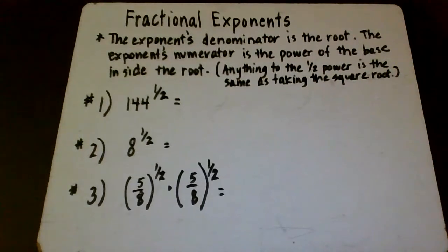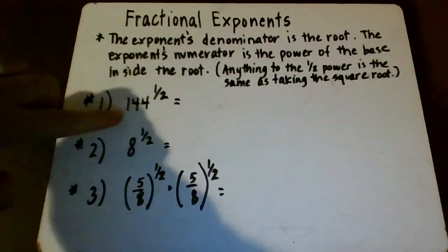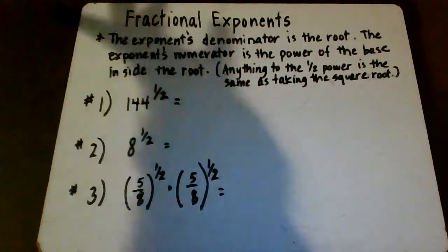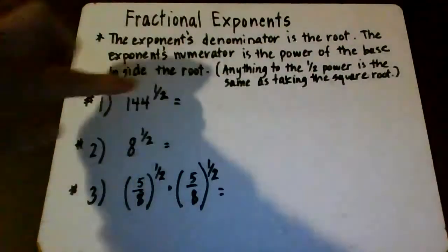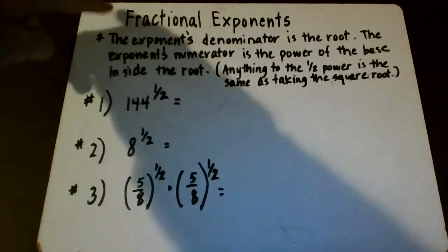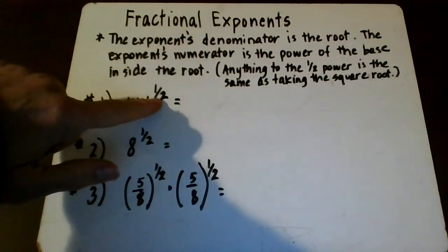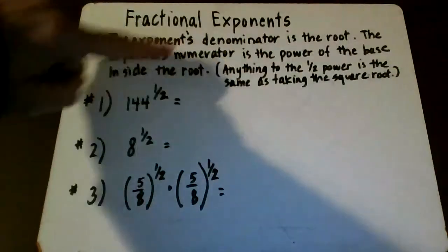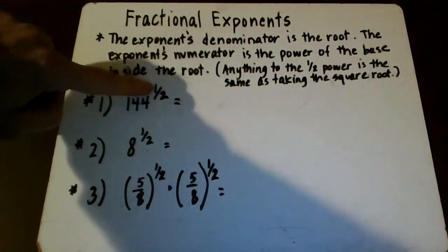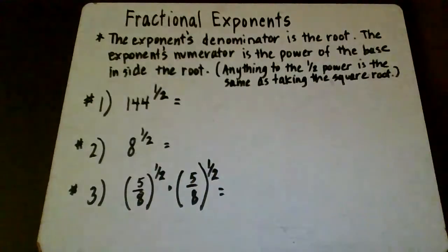All right, so we're going to talk about fractional exponents. Take a look at this example right here. It says 144 to the half power. We're going to discuss what that half power means. According to the definition of fractional exponents, the exponent's denominator, the 2, is the root. The exponent's numerator, which happens to be 1 here, is the power of the base inside the root.